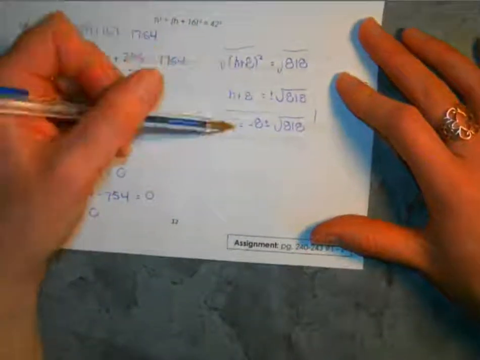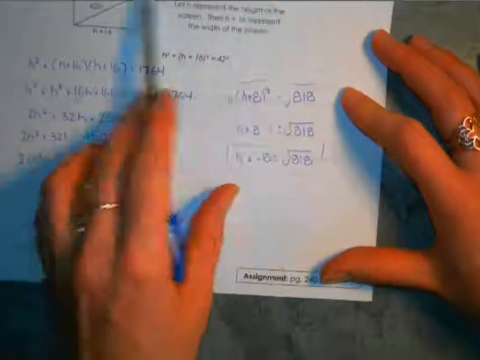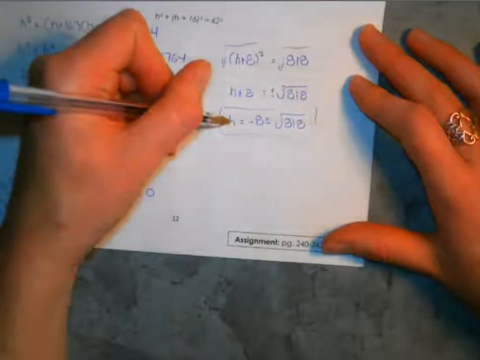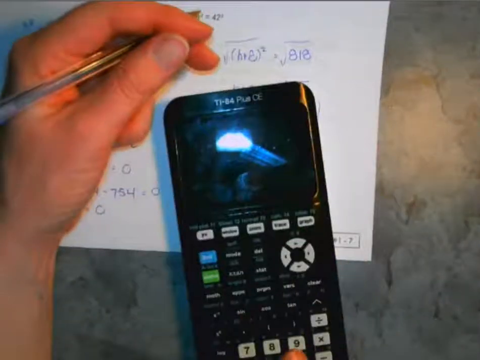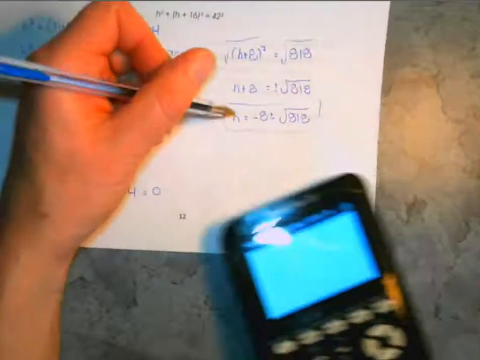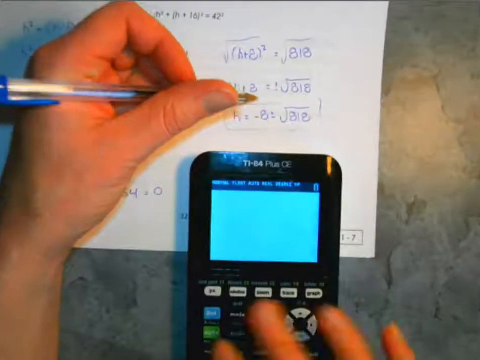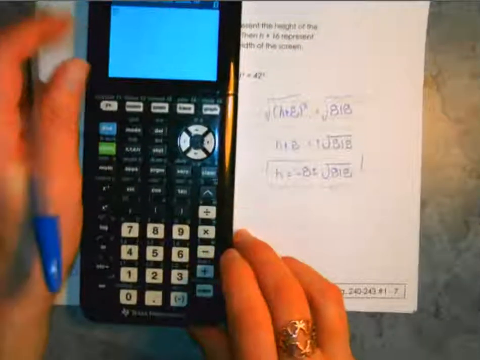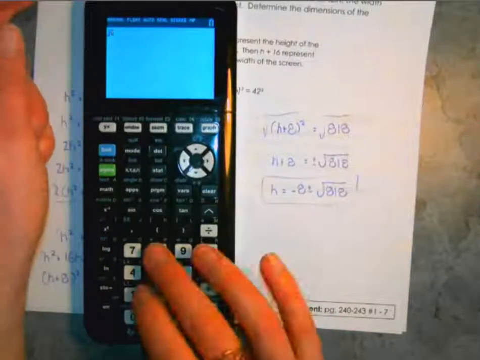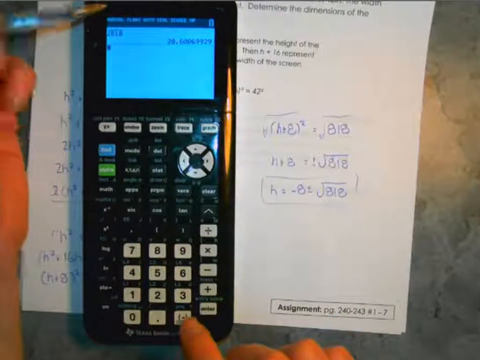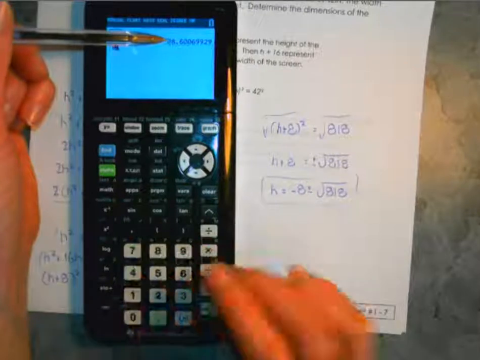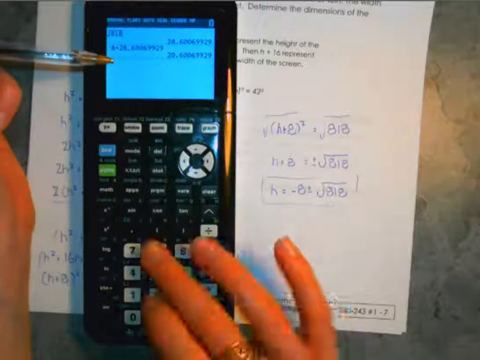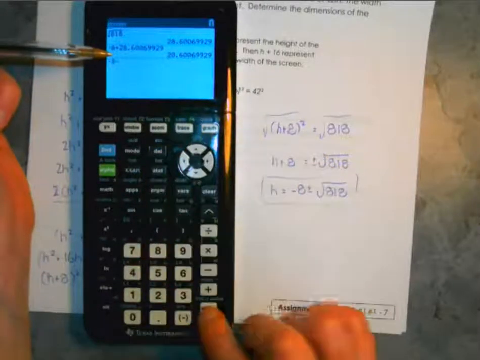Okay, now in this particular one, it tells you to determine the dimensions to the nearest tenth of an inch. So we can actually solve for this one. So you would go in and do, let's see, square root of 818. Okay, gives us 28.6, so we have negative 8 plus this value and negative 8 minus that value.